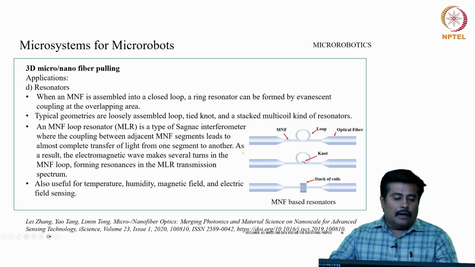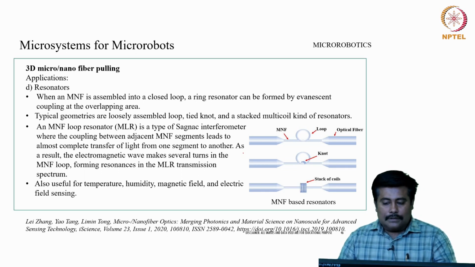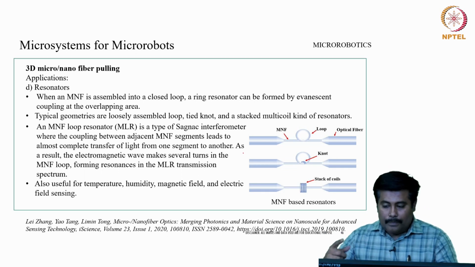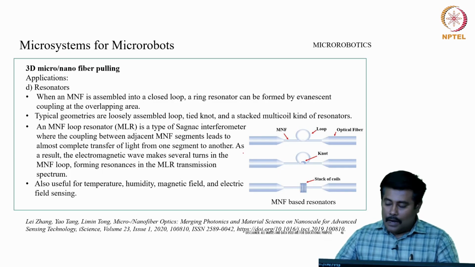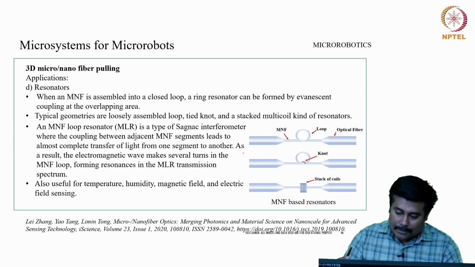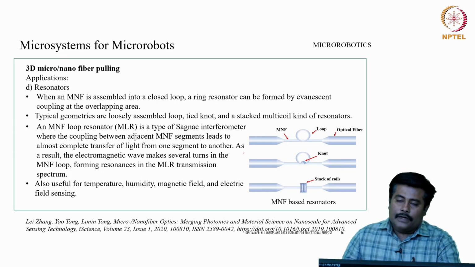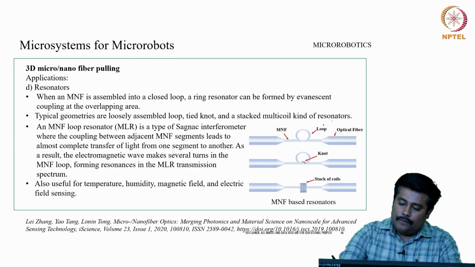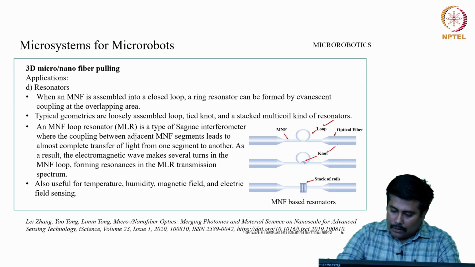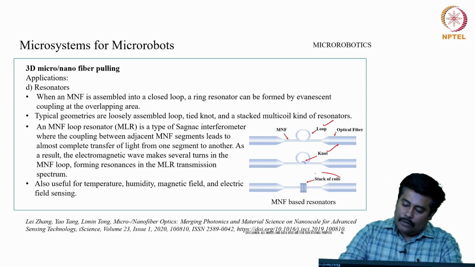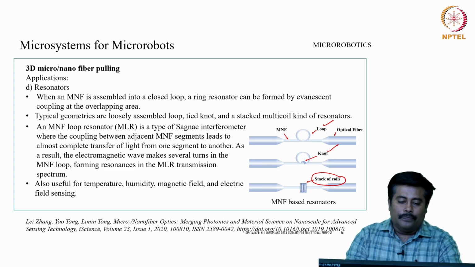When such samples are concerned, we have a loop in place with an optical fiber, and these are some kind of MNF assembled samples. We have different configurations which are being deployed. One is a loop based system, another one is called a knot based system, and we also have a stack of coil based system.